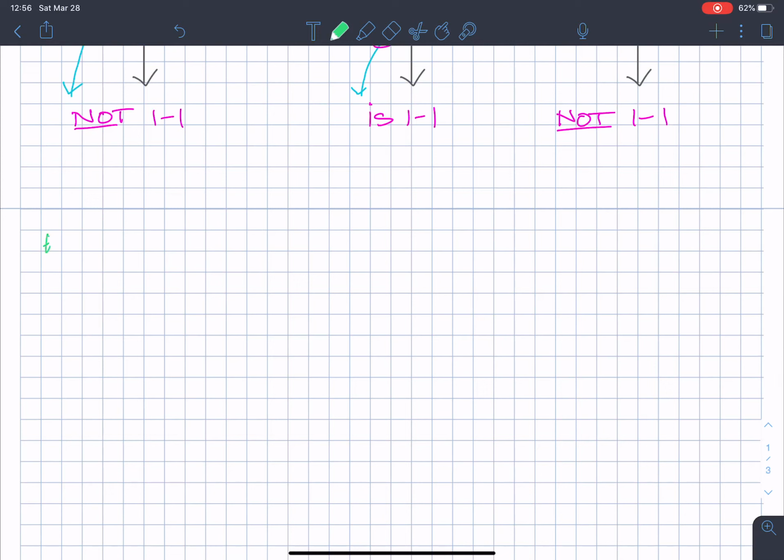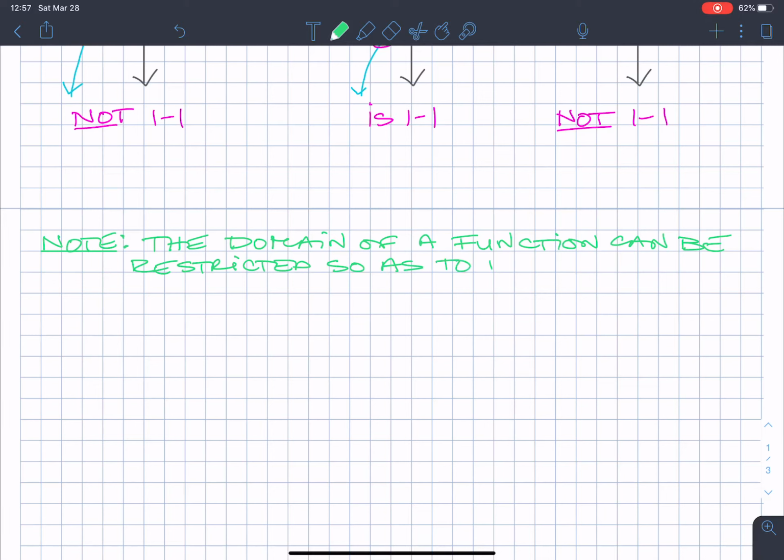So note, the domain of a function can be restricted so as to be one-to-one, for those values of x on which it is restricted.